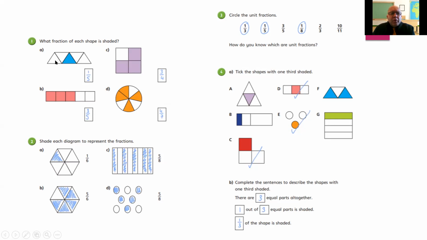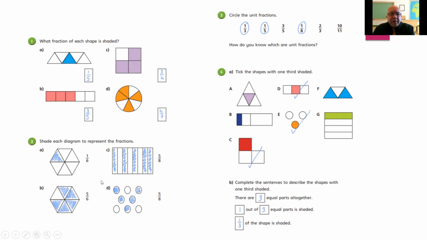Question 1, well, we've got 1, 2, 3, 4, 5 parts. One of them is shaded, 1/5. 1, 2, 3, 4, 5 parts. 3 of them are shaded, so 3/5. 1, 2, 3, 4 parts. 3 of them are shaded, 3/4. And 1, 2, 3, 4, 5, 6, 7 parts. 4 of them are shaded, 4/7.